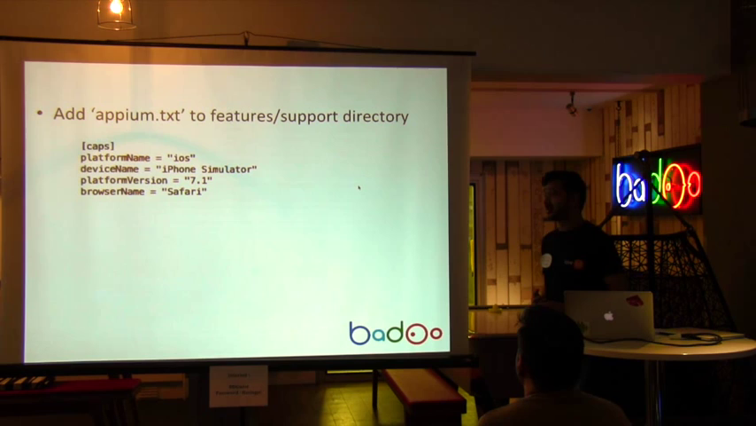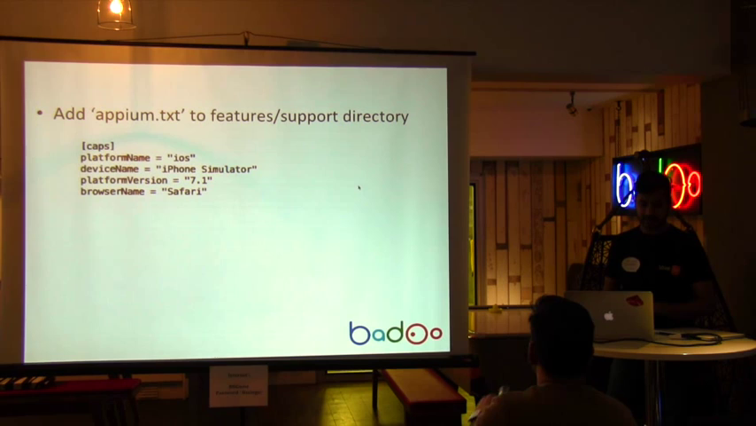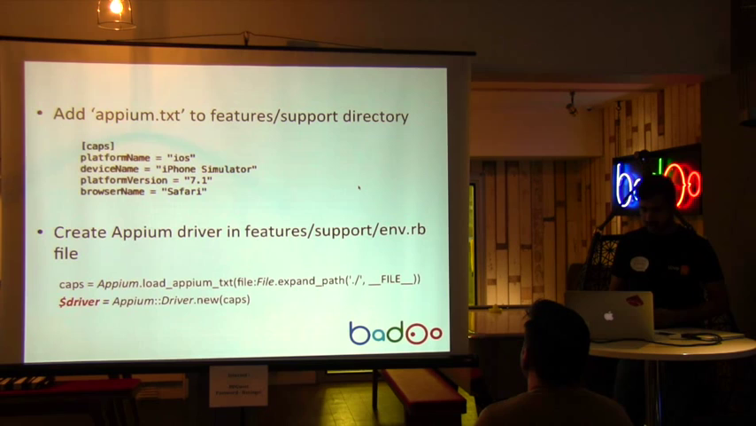The basic thing is the appium.txt file, where you mention where you want to run your test cases. You create the appium.txt file and mention the capabilities you need for Appium. I took the mobile web example which we are running on the simulator. So the platform name is iOS, the device name is simulator, version 7.1, and the browser name is Safari. Once you keep this appium.txt file in the support directory, what you need to do is load the file into the project. So you write this code into the environment file.